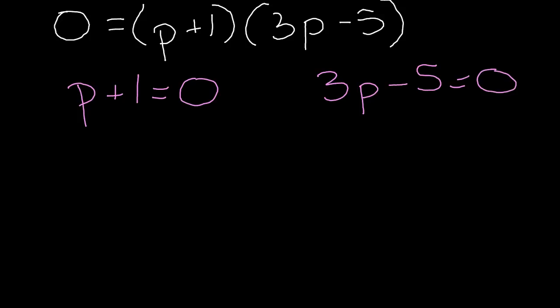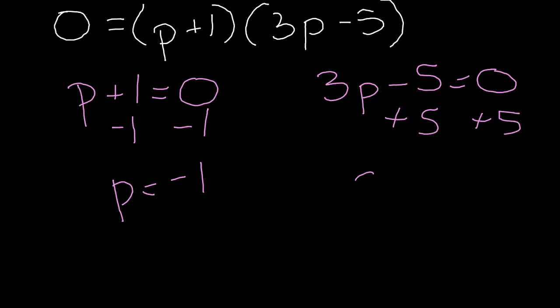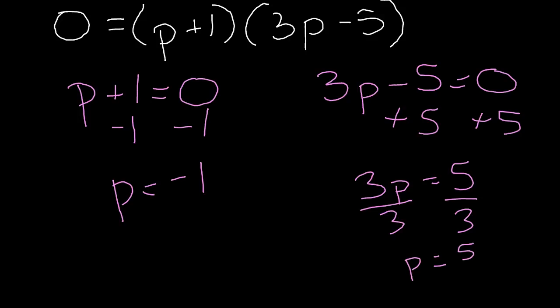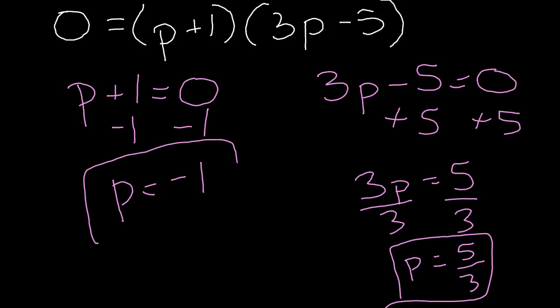So I'm going to subtract 1 from both sides, so I get p equals negative 1. I'm going to add 5 to both sides of this equation, so I get 3p equals 5, and then I'm going to divide by 3, so I get p equals 5 thirds. So my two answers are p equals 5 thirds and p equals negative 1. If we graphed the original quadratic, it would cross the x-axis at negative 1 and at positive 5 thirds.